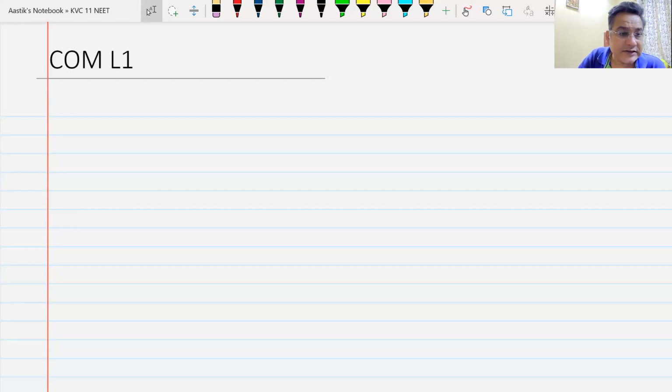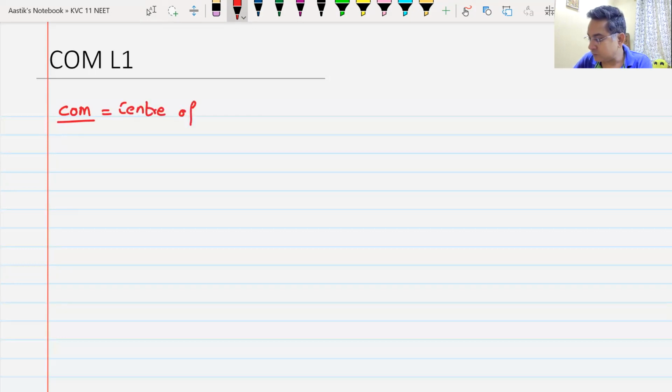So if I have to define the center of mass, you can just write the definition of COM. COM is center of mass. Now, if you have a body and that body is moving, there is a point on that body. It may be inside the body. It may be outside the body. If we understand the motion of that point, we will be able to understand how that body is moving. That point is known as the center of mass.